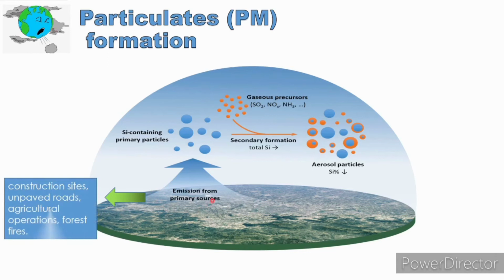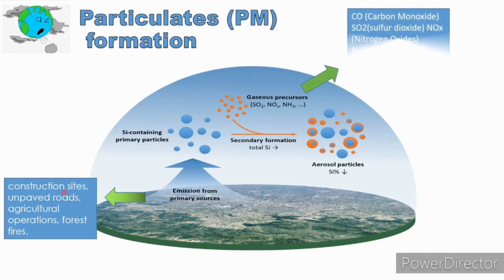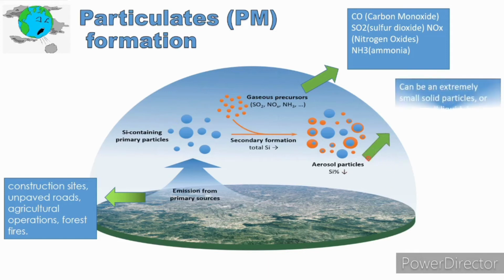So the primary sources might come from construction site, unpaved roads, agriculture operation, or forest fire. They will now interact with the carbon monoxide, sulfur dioxide, or nitrogen oxide, or ammonia, and become the aerosol particles. So those aerosol particles can be extremely small solid particles or very small liquid droplets suspended in the atmosphere.